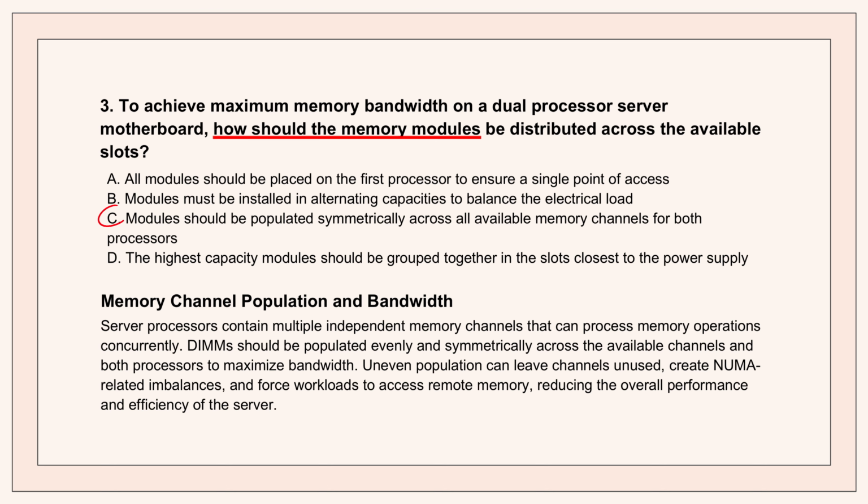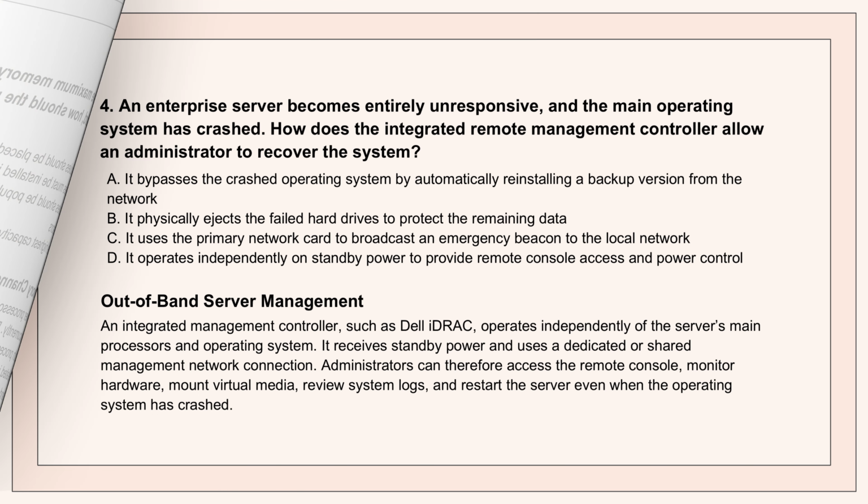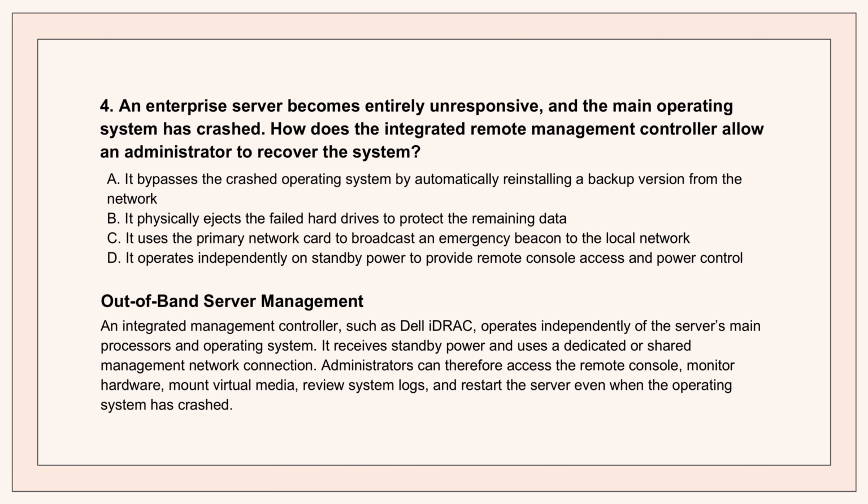That is brilliant. Okay, so we have secure booting, great cooling, and fast memory. But what happens if the main operating system crashes entirely? I will actually take this next one. Question 4. An enterprise server becomes entirely unresponsive, and the main operating system has crashed. How does the integrated remote management controller allow an administrator to recover the system? The correct answer is D.